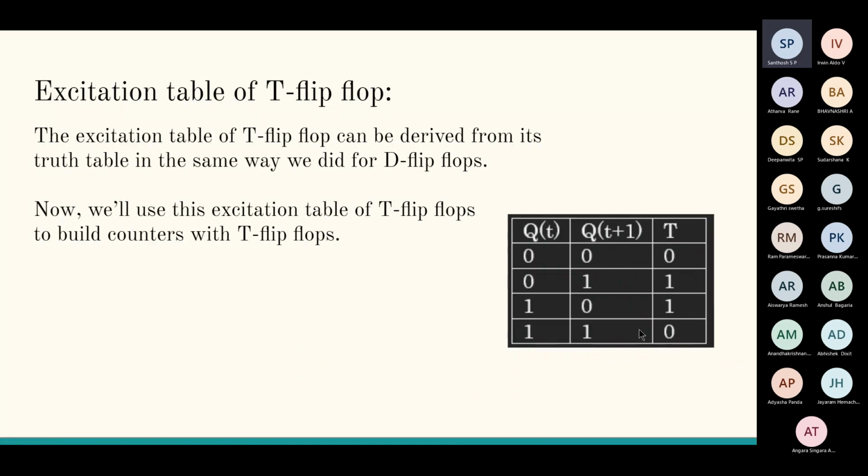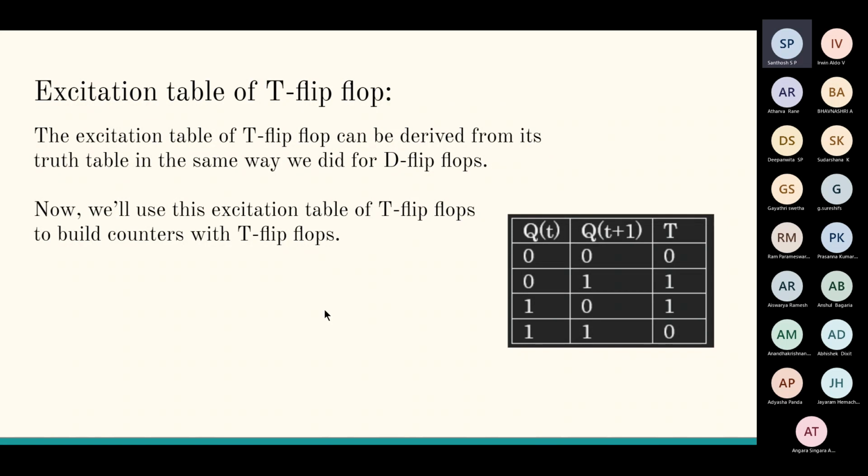In the previous session, you would have learned about the truth table of the T flip-flop. Whenever the T flip-flop input is 0, the next state will be the same as the present state. Whenever the input of the T flip-flop is 1, the next state will be the complement of the present state. So by using that, we build a different table.